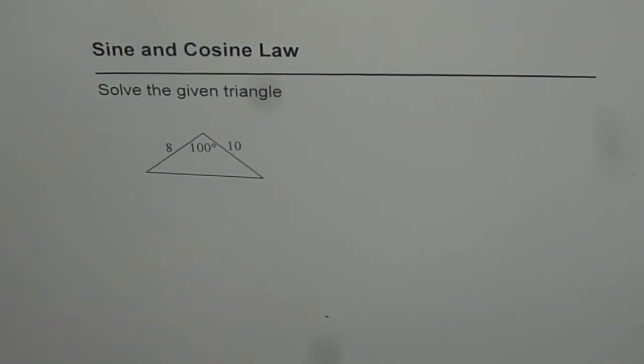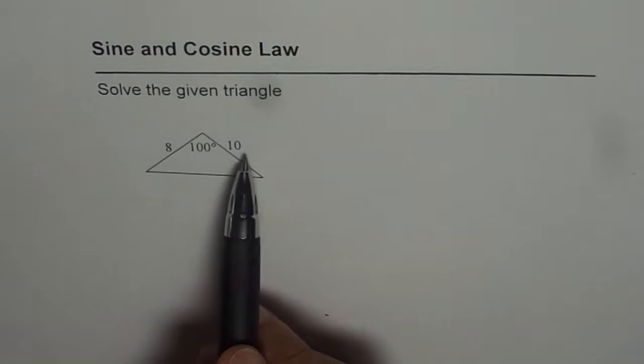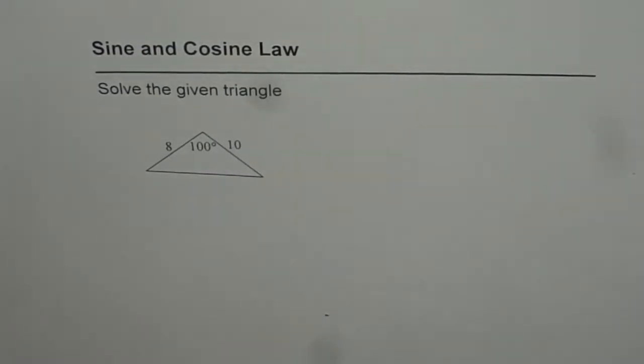Sine and cosine law. So we'll use sine and cosine law to solve triangles. The question here is, solve the given triangle. We are given a triangle with two sides and the included angle. So whenever you are given two sides and an included angle, which law can be applied? Or I should say, which law should be applied first?